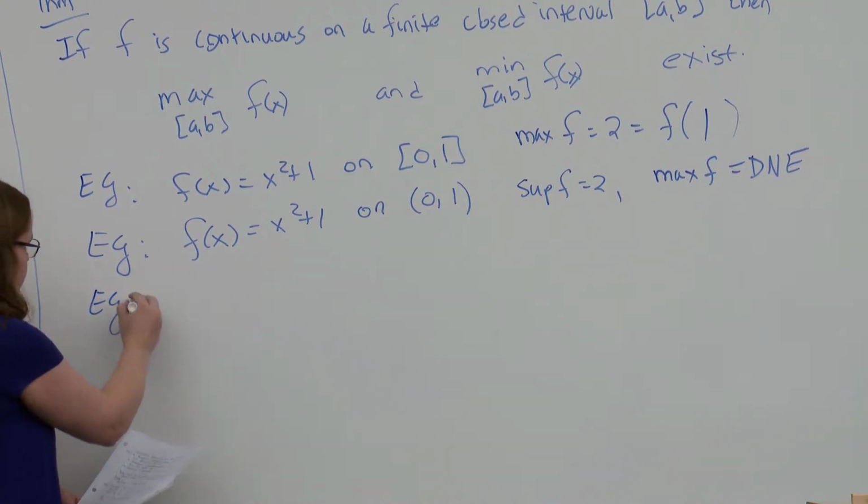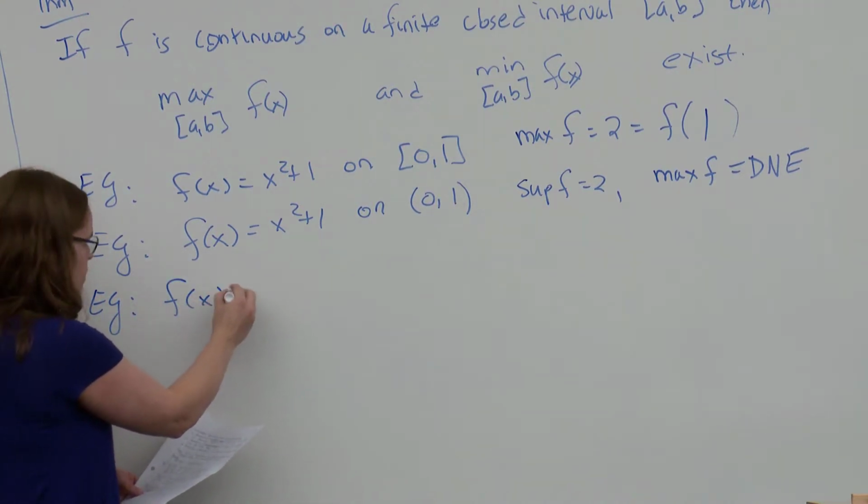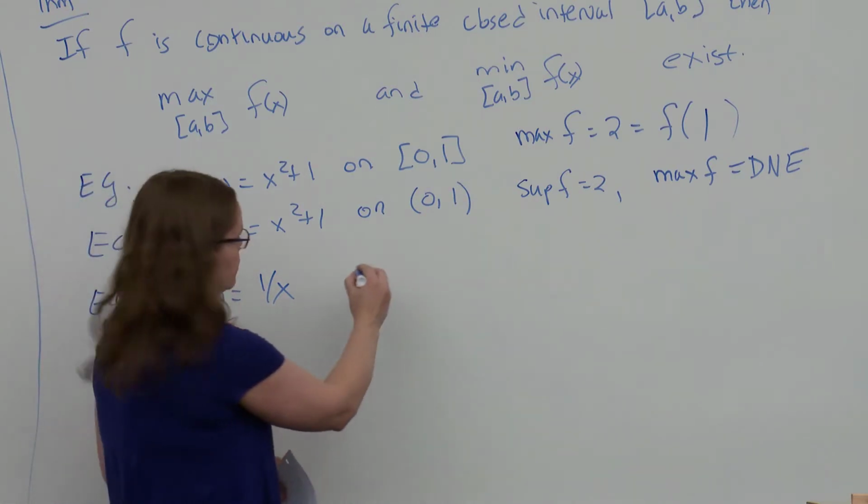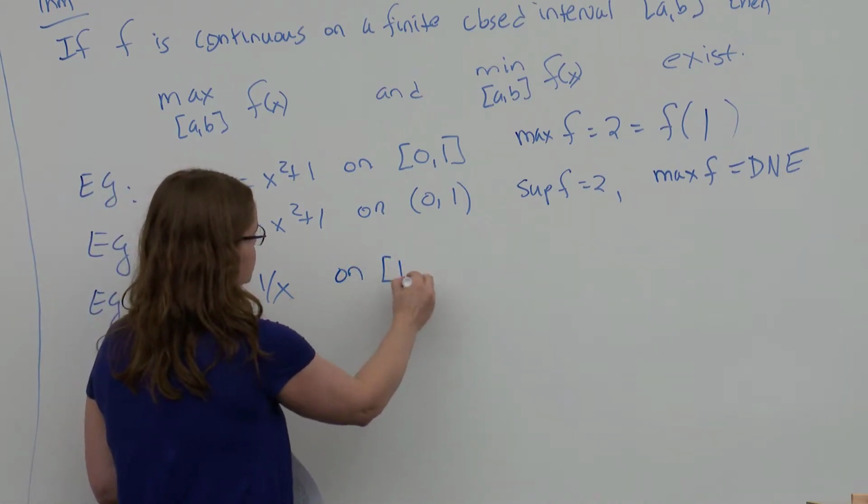Okay, and one other example. I'm going to take this function again, but I'm going to switch up my domain a little bit. So now my domain is not going to get close to 0. I'm just going to go from 1 to infinity.